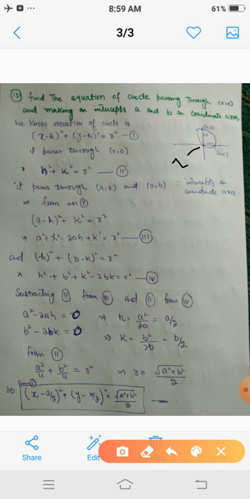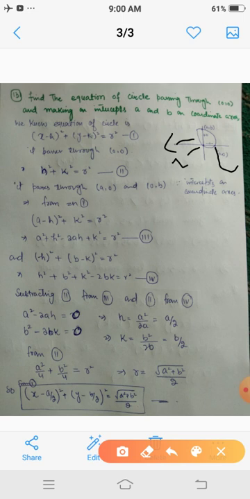This means that the circle passes through the point (a, 0), because the intercept is a on the x-axis. Similarly, intercept b on the y-axis means that it passes through the point (0, b). So the given circle passes through the points (0, 0), (a, 0) and (0, b). So we have to find its equation.